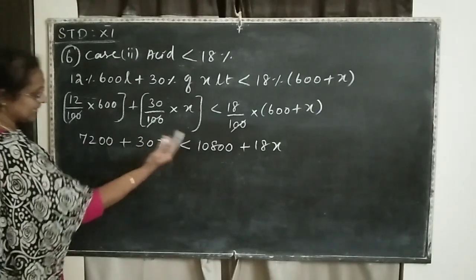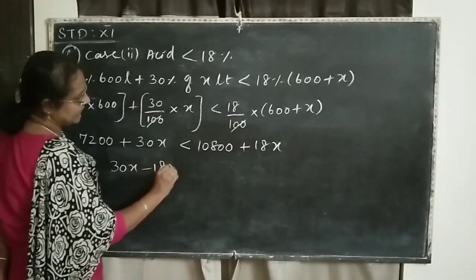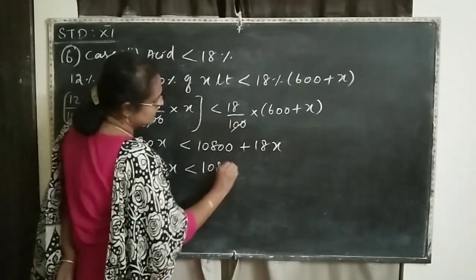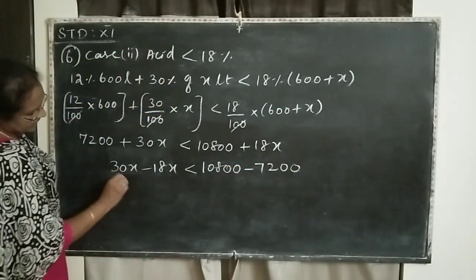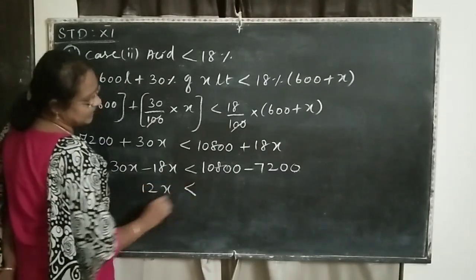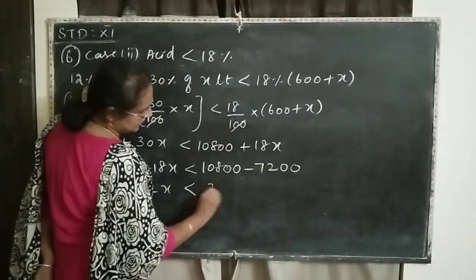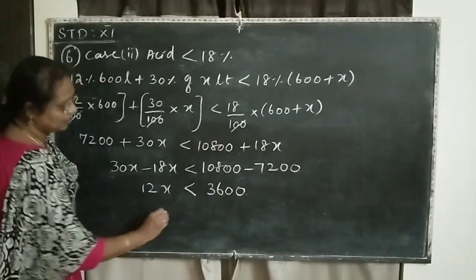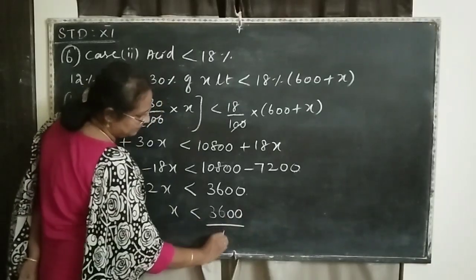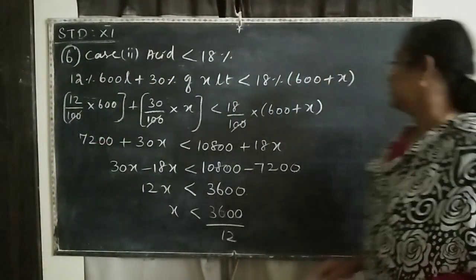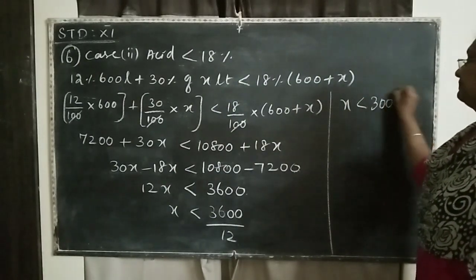Okay. Now shall we bring the x term along to this side? So it will become 30x minus 18x is strictly less than 10,800 minus 7,200. Okay? Yes. Now next we have 12x is strictly less than 10,800 minus 7,200, which will give you 3,600. Yes or no? So now x is strictly less than 3,600 divided by 12. Okay. So now what will be the value of x? x will be strictly less than 300.